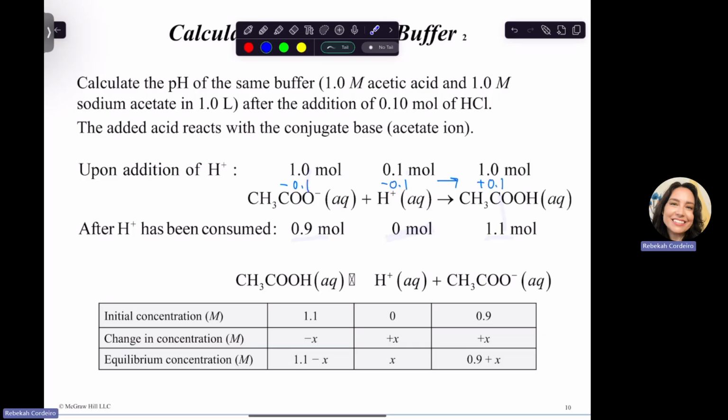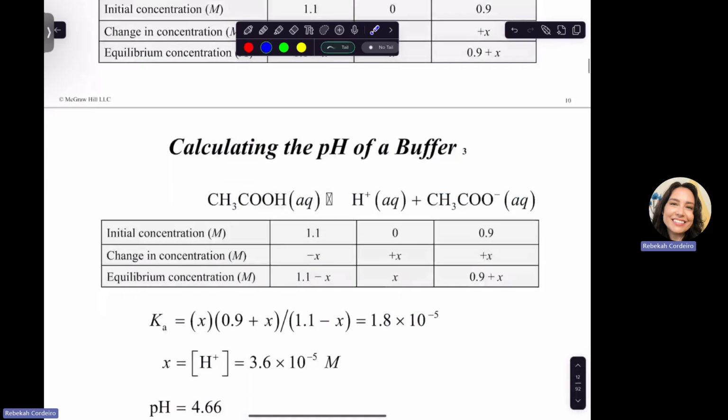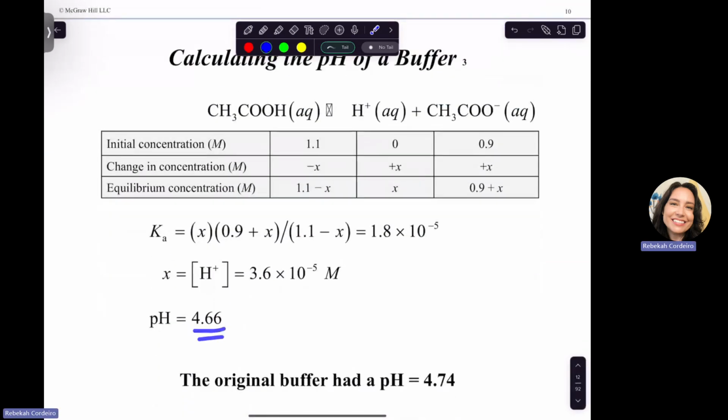So then we take our equilibrium system that we had, we plug in these new numbers and figure out what our pH is now. You see that our pH now is 4.66. So the original had a pH of 4.74. We had a little bit of acid, so it went down a little bit, but not that much. It would have gone down way more if we didn't have the buffer system there. This is just a way for us to visualize and to calculate how much the pH is going to change if you mess with a buffer.